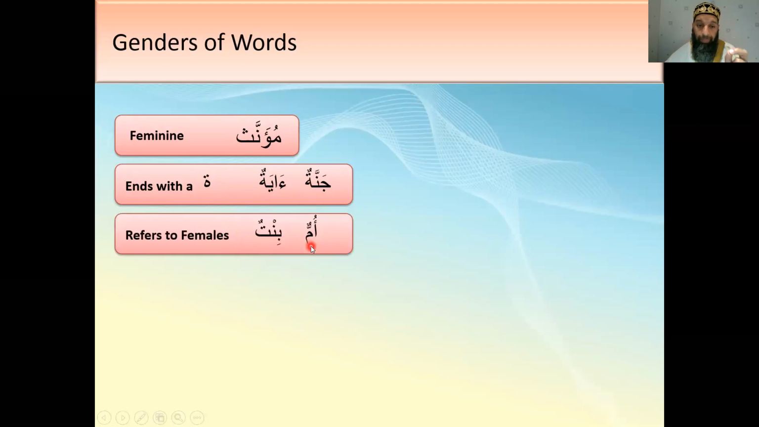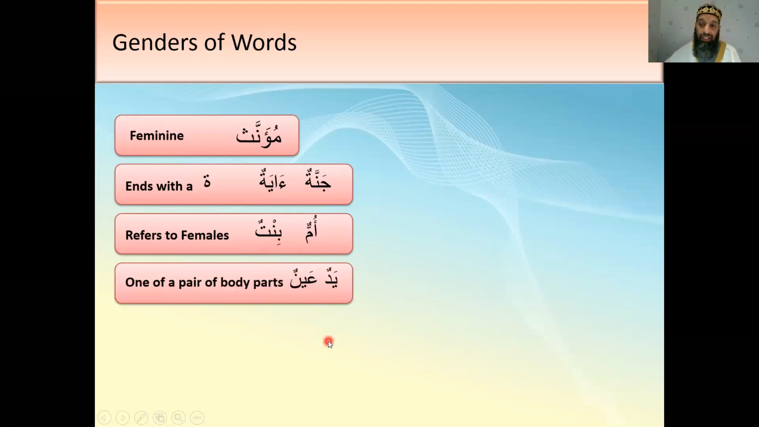Another way to tell is if a word is a woman itself. Mother, bintun is a daughter. I should actually put the meaning down here, but anyway, I haven't. Right, so mother here, daughter here. These are feminine words because they're talking about women. They are women themselves. So that's another way to determine if a word is feminine.